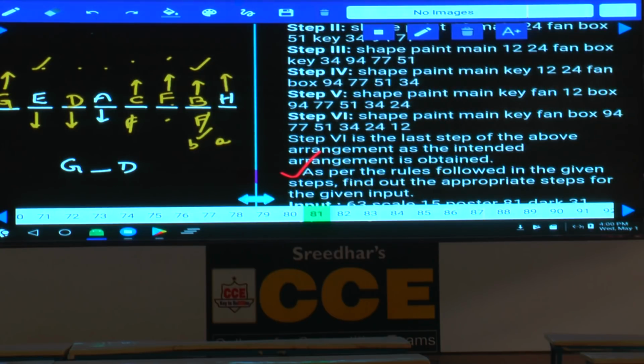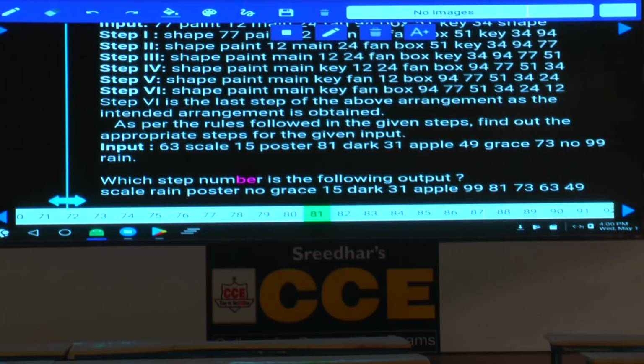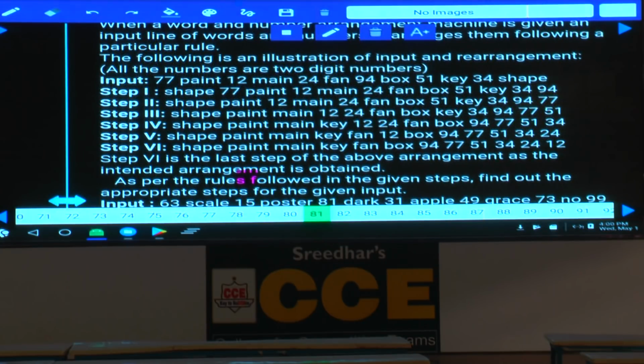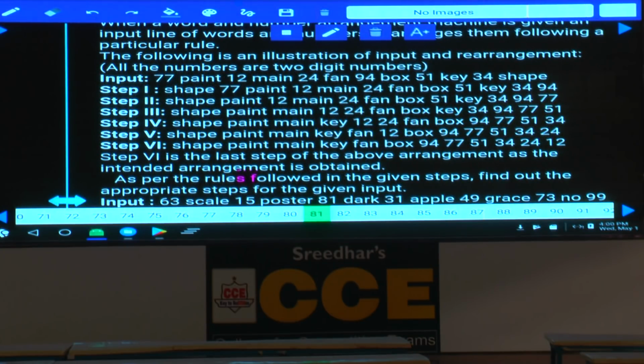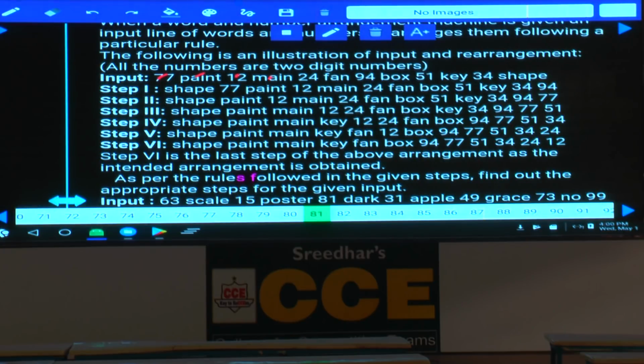Then 81 to 85. Now this 81 to 85 is based on input and output. Now in this one, tell me how many elements are there in the given input? 1, 2, 3, 4, 7, 8, 10 and 12, in total 12 elements. How many steps are there? 6 steps. That means in each step exactly 2 elements are being arranged, isn't it?